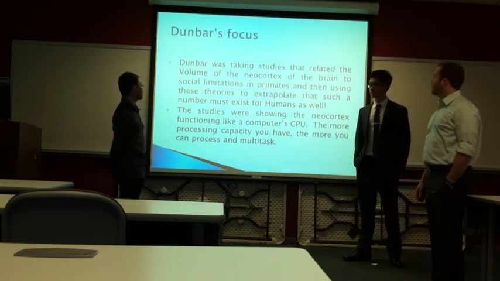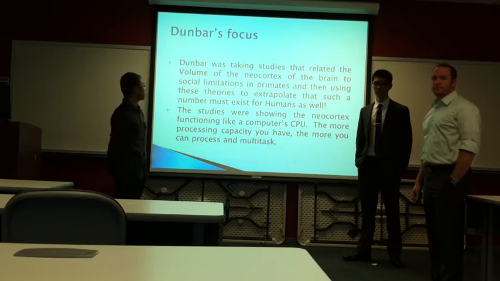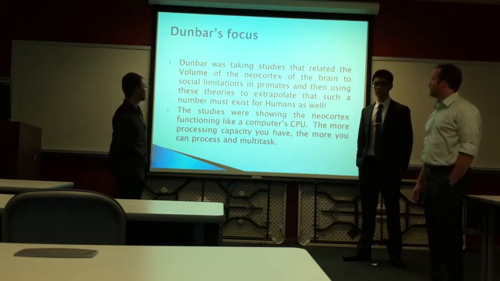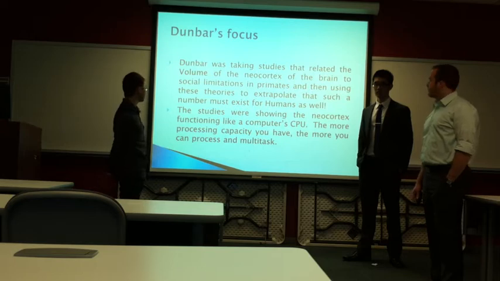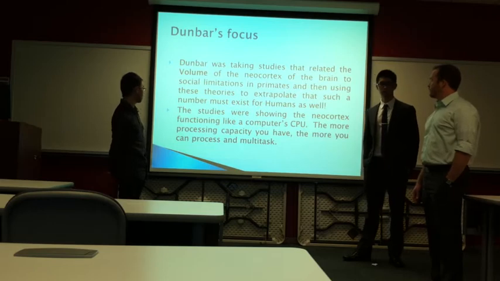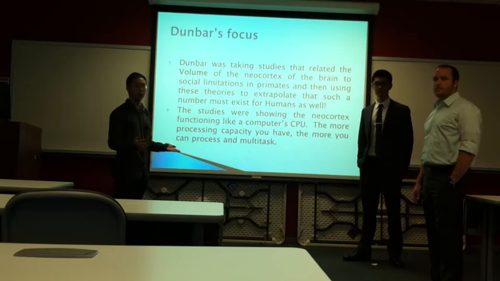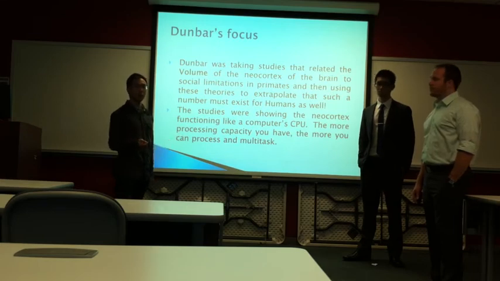Dunbar was taking studies that related the volume of the neocortex of the brain to social limitations in primates, and then using these theories to extrapolate that such a number must exist for humans as well. The study was showing the neocortex functioning like a computer CPU. The more processing capacity you have, the more you can process and multitask. Just like a new computer with more CPUs and RAM than an old computer, you have more ability and capacity to multitask.